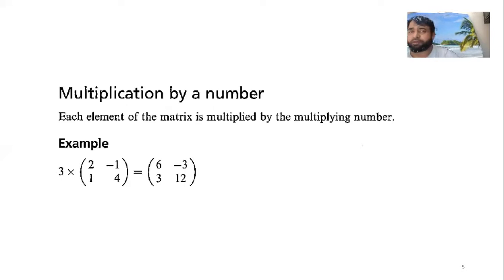Now multiplication by a number. If you want to multiply a matrix by a certain number, what can we do? Actually, this is very simple. This is called a scalar. A scalar can be multiplied with a matrix by multiplying every element of the matrix by the number. That means 3 is multiplied with 2, with -1, with 1, with 4, and all the values are multiplied by 3. The entire matrix is multiplied by 3, and thus you can multiply a matrix by a certain number or a scalar.